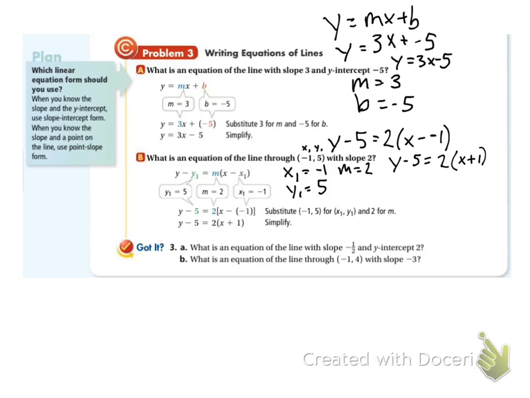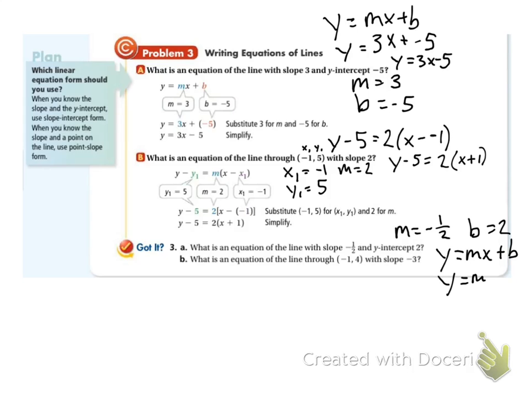Okay, so let's try our got it problem. The first one is slope-intercept. I'm told that my slope is -1/2, so m equals -1/2. And my y-intercept, my b, is equal to 2. So y equals mx plus b.